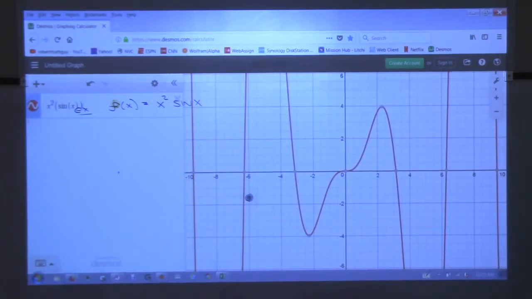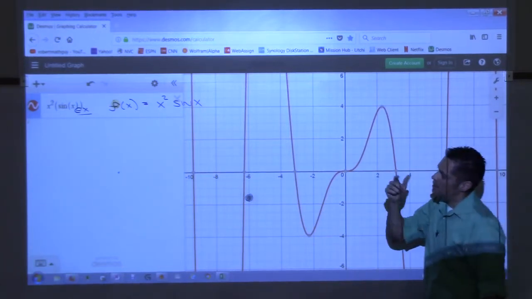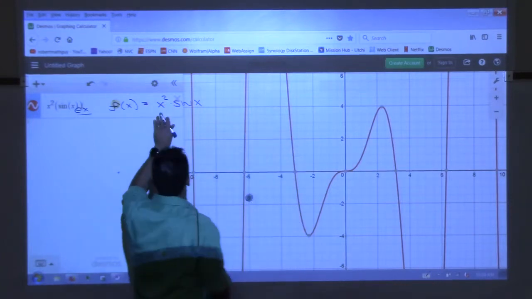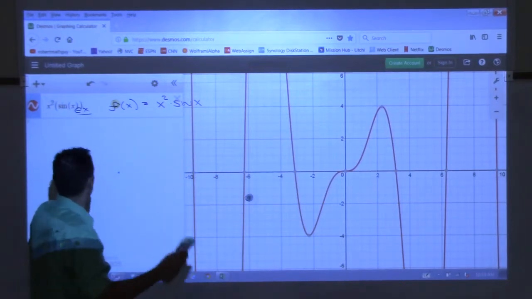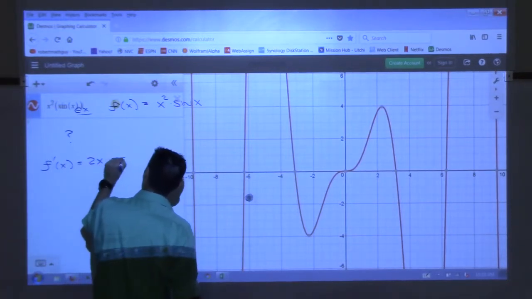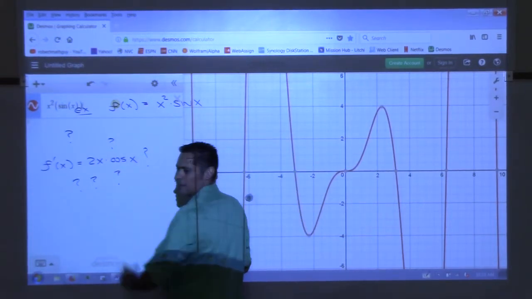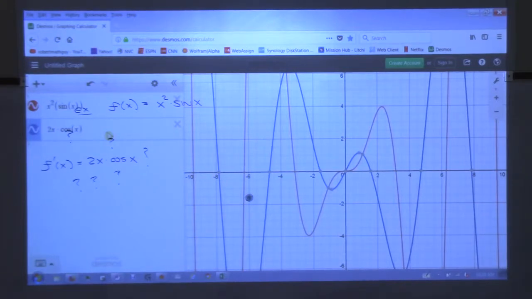All right, so let's talk about the derivative. If we're going to try and find the slope of the tangent line somewhere, we would need to take that derivative. Our instinct might tell us, well, I know the derivative of x squared, and I know the derivative of sine. So maybe the derivative of this is 2x times cosine x. Maybe, right? That would be nice if it was. Let me graph the derivative for you: 2x times cosine x, and then you're going to tell me whether or not that is correct.